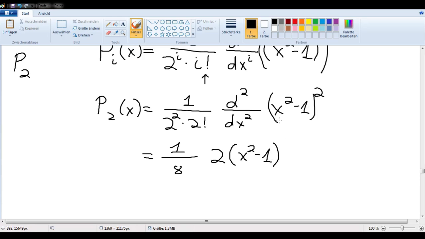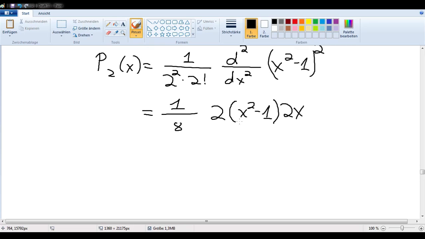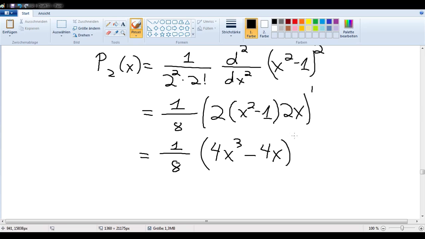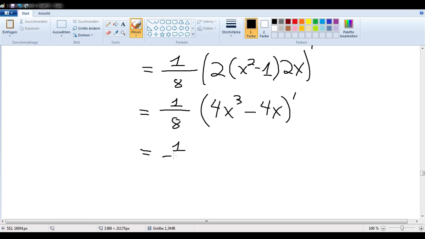And then multiplied by the inner function, so it would be the derivative of the inner function, 2x. So that was the first derivative. We still need to take the derivative there again. Let's multiply this out. We get 4x times x squared, so we get 4x to the 3rd minus 4x. We still need to take the derivative of that, so we have 1/8, and the derivative would be 12x squared, right? Minus 4.